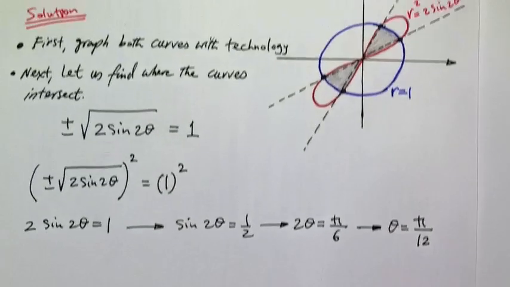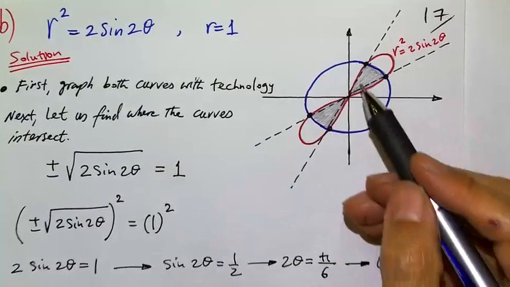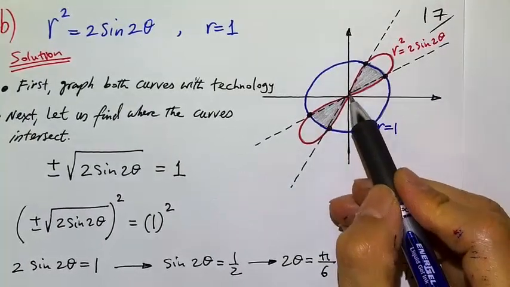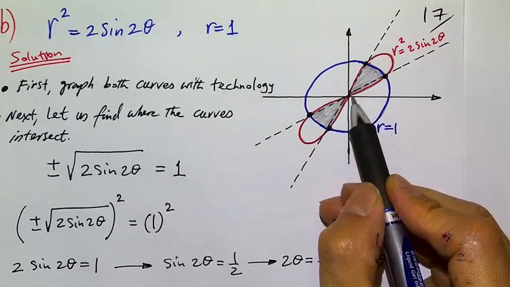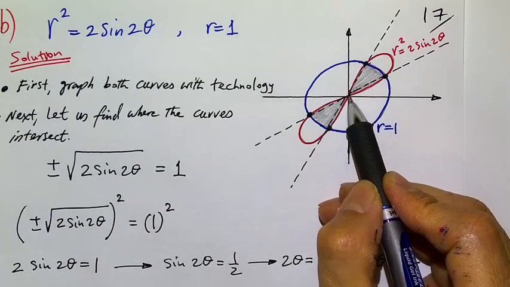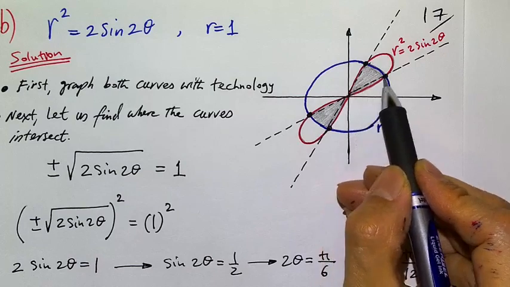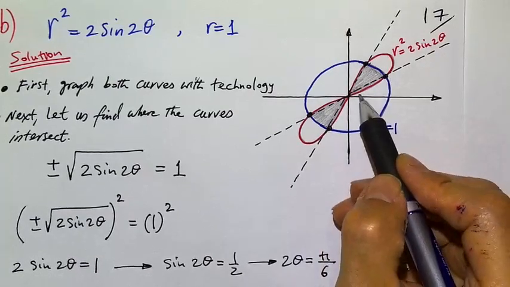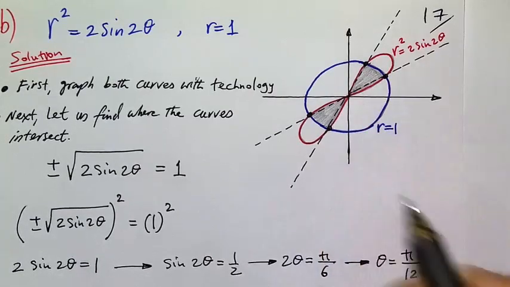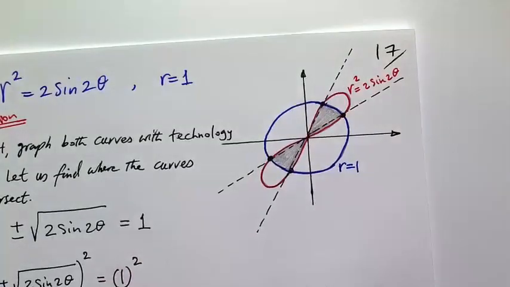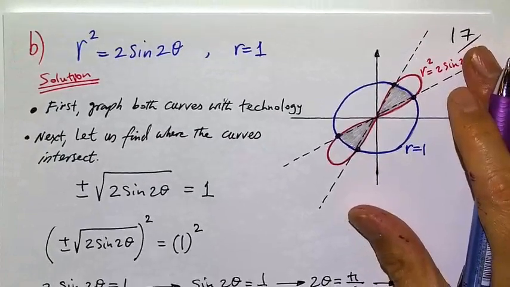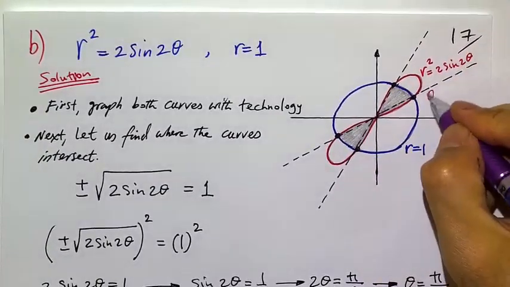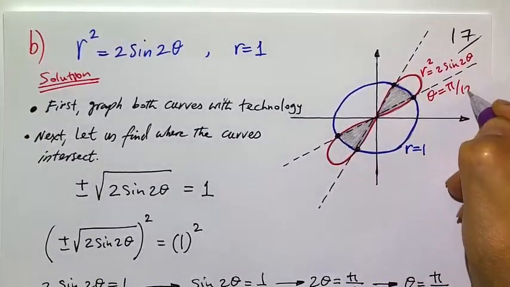So if I scroll down from the pole, the angle between the pole and this line is going to be pi over 12. I'll write it down here. So this is theta equals pi over 12.